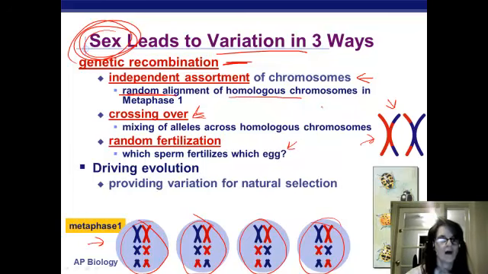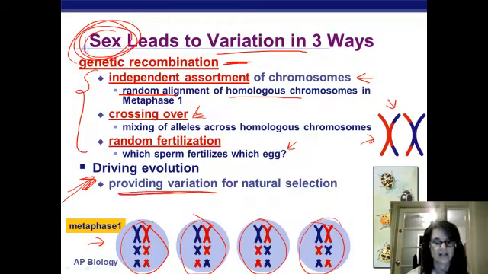We can get many new combinations of offspring created from different sperm fertilizing different eggs. All of this recombination gives us new combinations of traits and different individuals, variety among individuals. And this is fundamentally what drives evolution, variation.